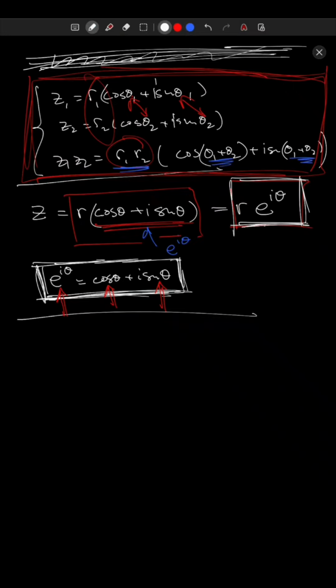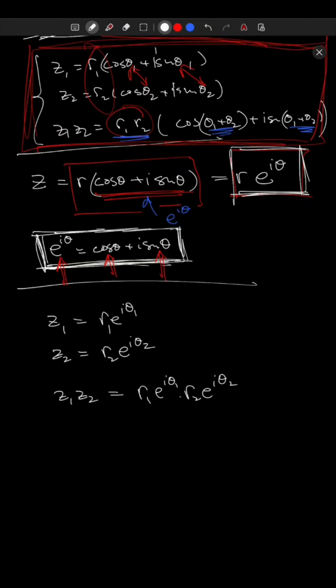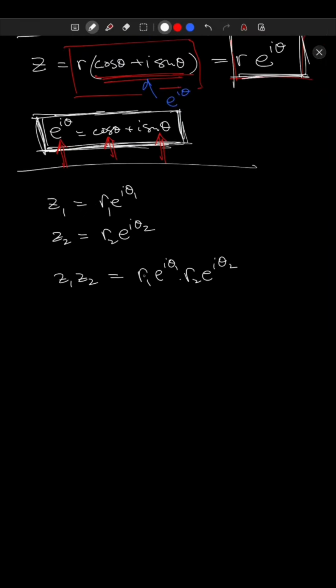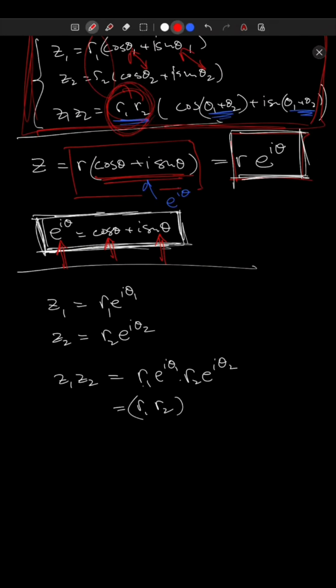But if you use this r e to the i theta form, you're not going to get into that trouble, because what happens is z1 would be written as r1 e to the i theta 1. z2 is written as r2 e to the i theta 2. Now what's z1 times z2? That would be r1 e to the i theta 1 times r2 e to the i theta 2, right? But this is just regular multiplication. So r1 r2, that's just r1 times r2. And that gives you exactly this r1 r2 up there in the expression upstairs. All right?